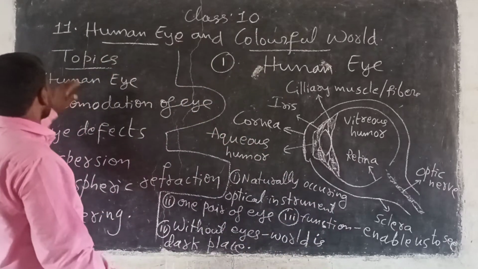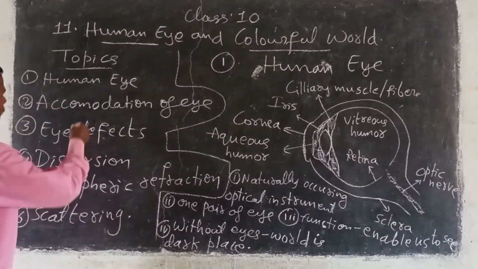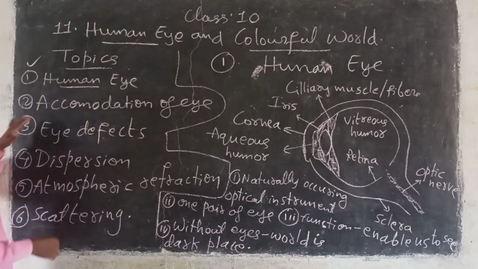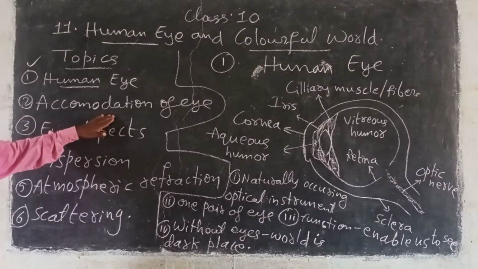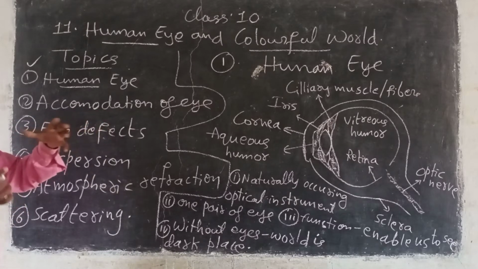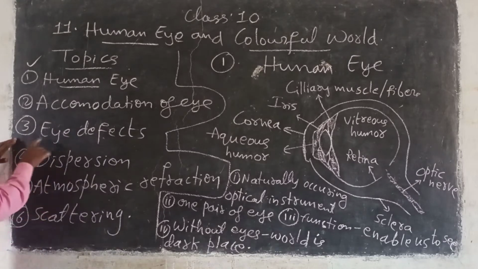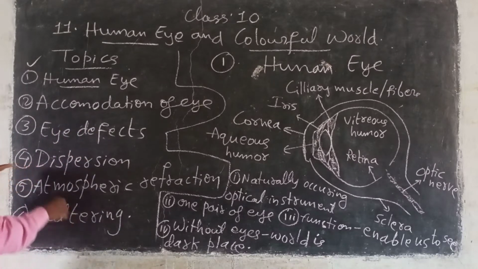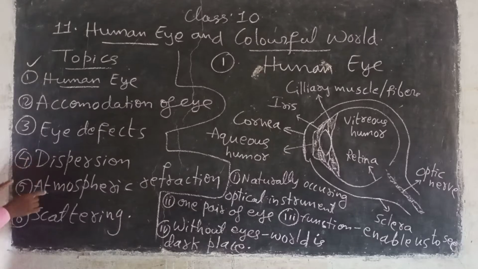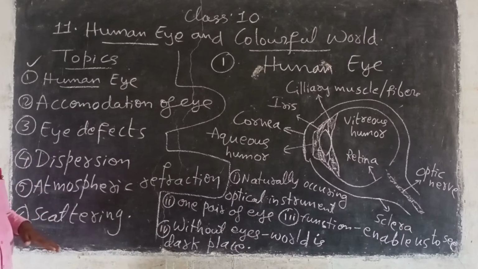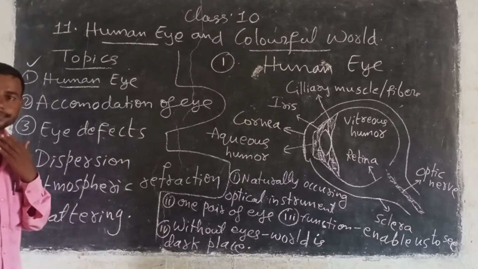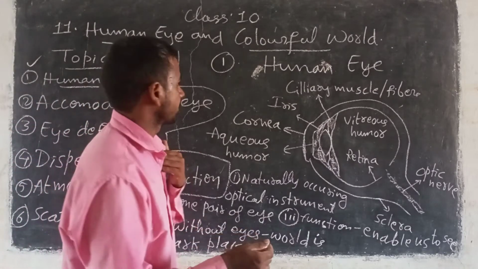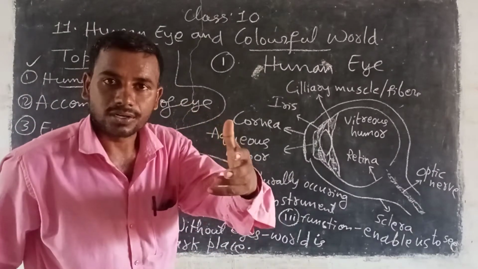Look here, topics are there. Human eye, first topic. Second topic, accommodation of eyes. Accommodation means management of eye. And eye defects. Fourth one, dispersion. Fifth one, atmospheric refraction. Atmospheric refraction, I will explain to you. And the sixth one, scattering. I will tell you how they are. Come one by one, topic-wise.